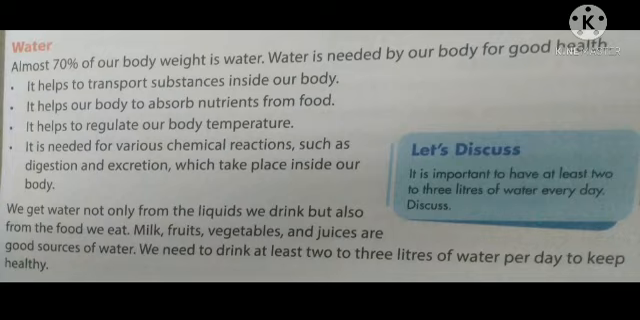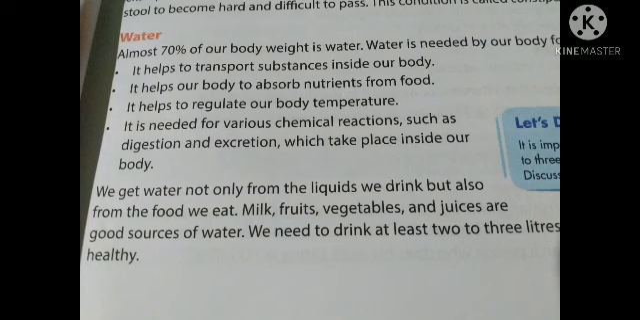We get water not only from the liquids that we drink but also from the food we eat. Milk, fruits, vegetables, and juices are good sources of water. We need to drink at least 2 to 3 liters of water per day to keep healthy.